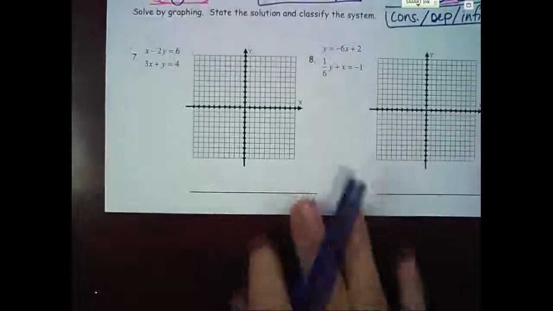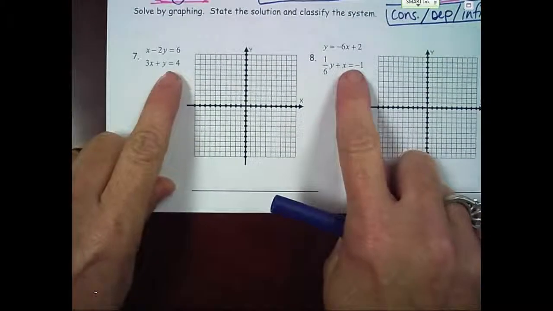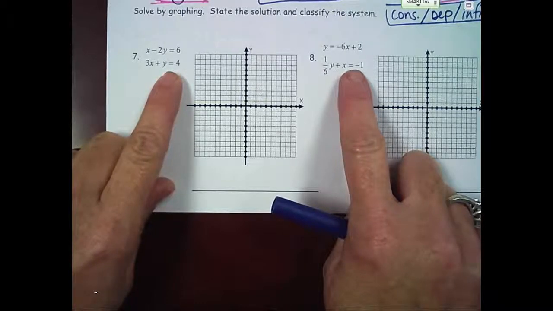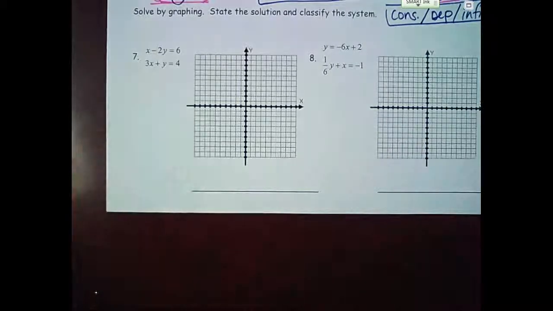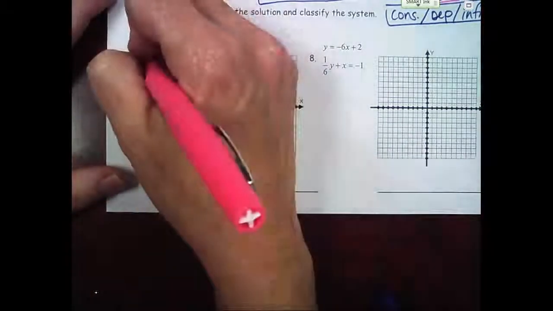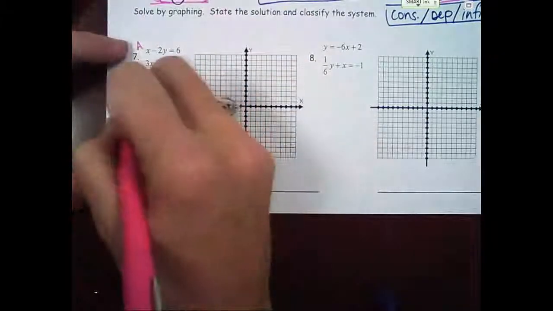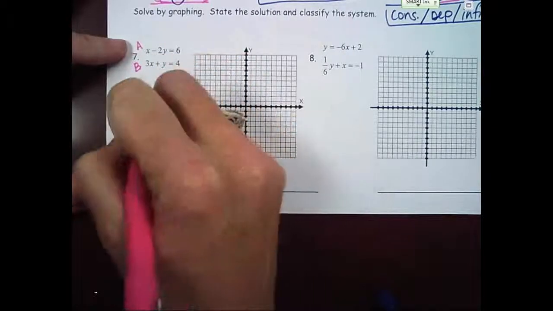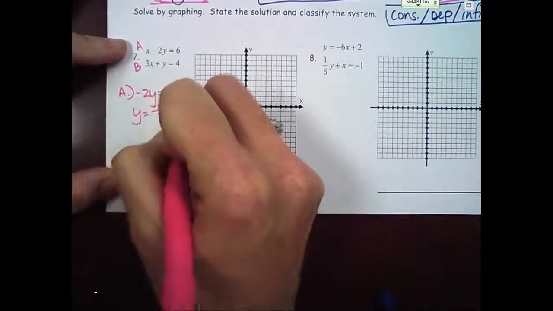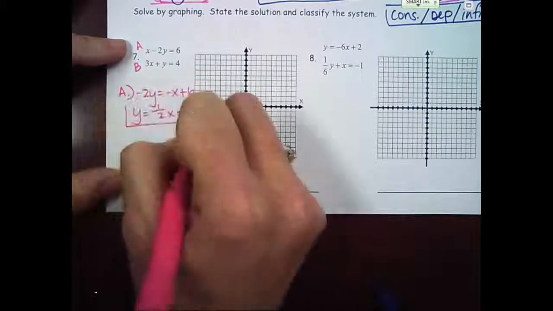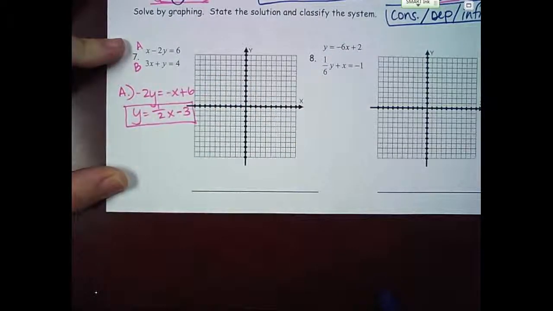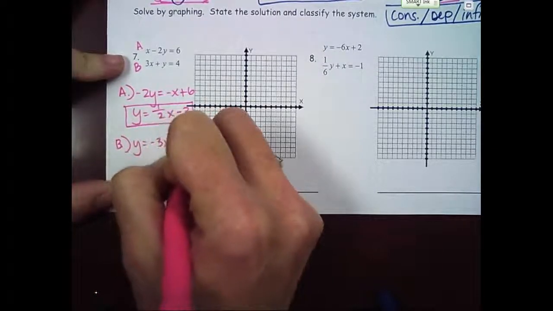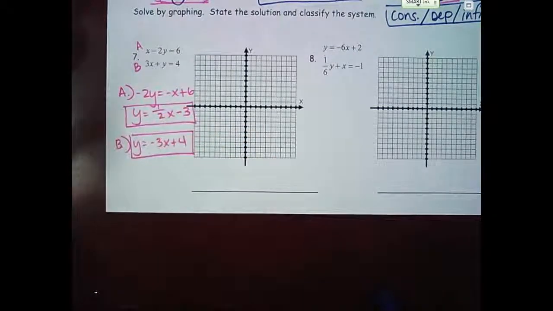Okay, number 7 and 8 say solve by graphing. These are equal to, right? Not inequalities. So if they intersect, they will have 1 point that makes both true. Right, so you're going to solve them both for y. So this would be A and B. So A is y equals 1/2 x minus 3. When you solve B for y, you just move the 3x over. So here's your two lines.